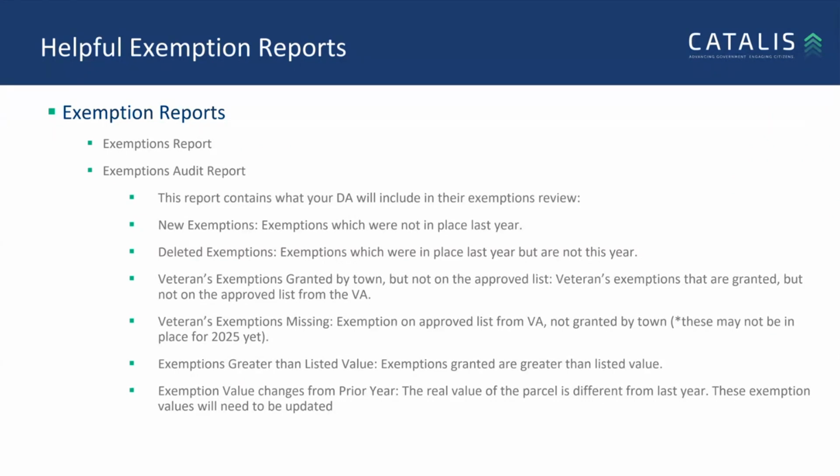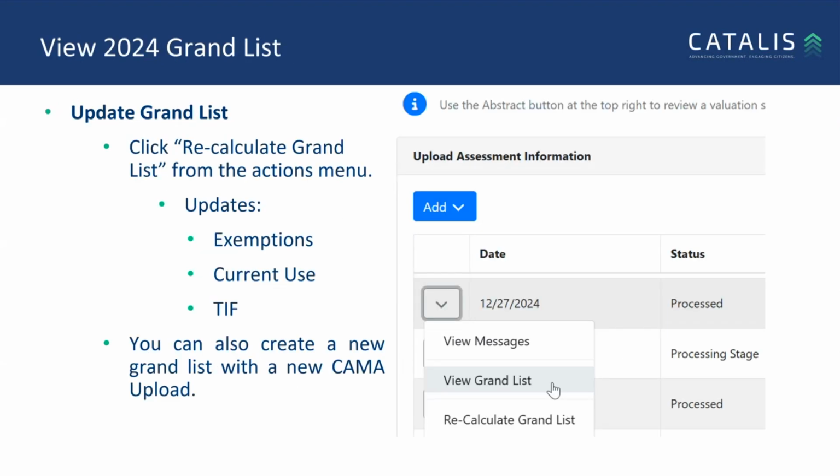Okay, so let's say we found some exemption issues. We went in, we found them in exemptions, we corrected them. Now we want to go into our grand list and see that we've corrected the problem. So we're going to go back to where we do our CAMA uploads. We're going to go to that CAMA upload we were working with, that we created the grand list from, except now we're going to click recalculate grand list.